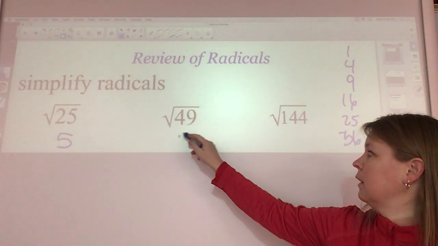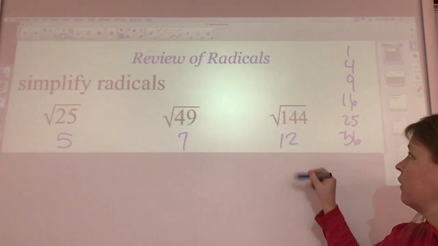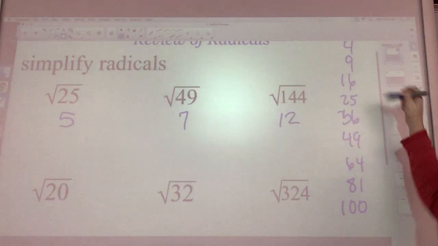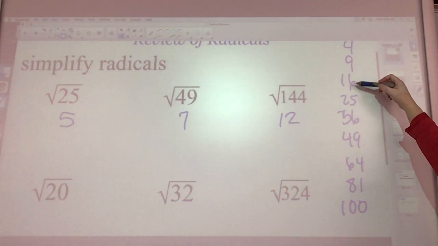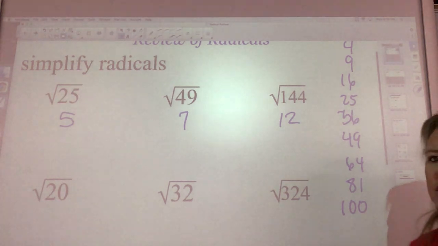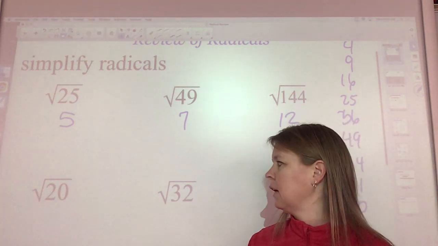Square root of 49 is 7. Square root of 144 is 12. But then the square root of 20, you know it's going to be partway between 4 and 5, but we don't know the decimal equivalent of it. It's going to be irrational. We can't come up with a terminating decimal.